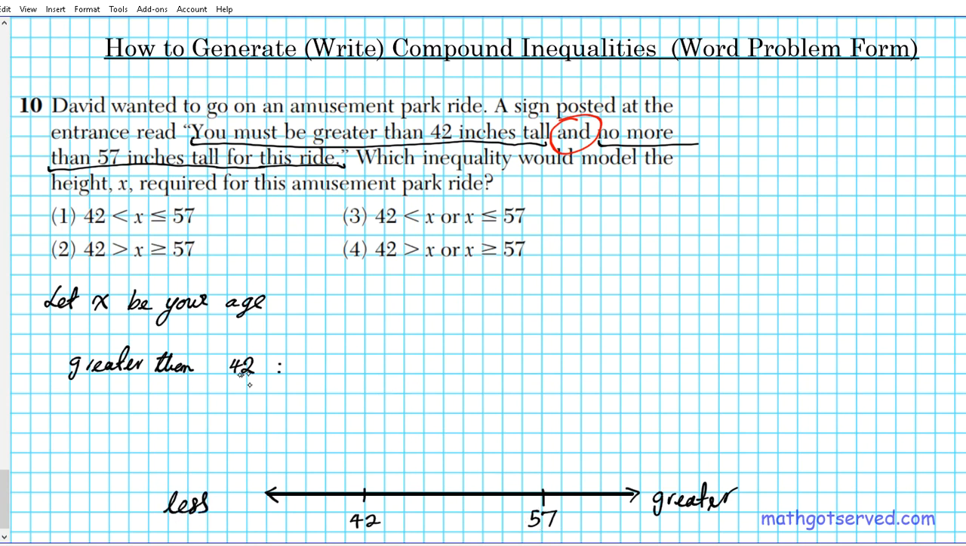Okay, so greater than 42, what does that mean? Can it be 42? No, it has to be bigger. Any number bigger than 42. So we're going to put an open circle there to show that the value 42 is excluded, and we go to the right forever. So any number to the right of 42 or greater than 42 will satisfy the first condition. Okay?